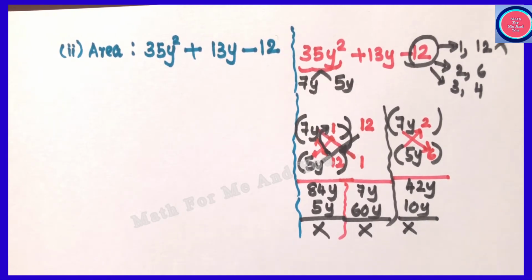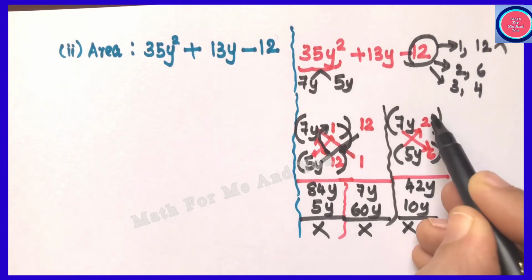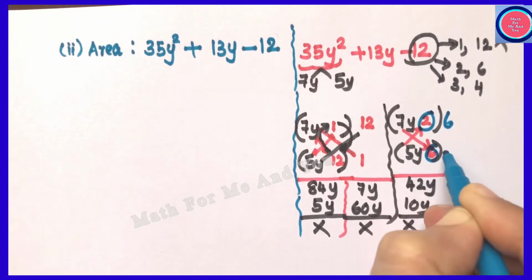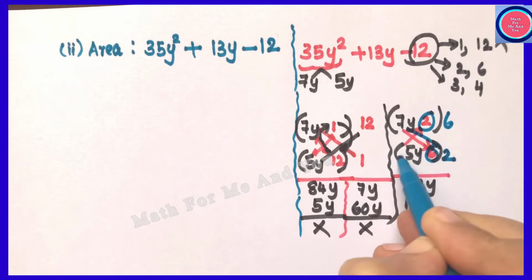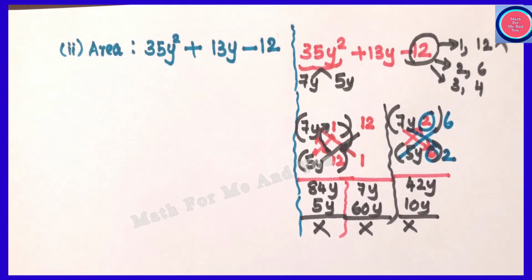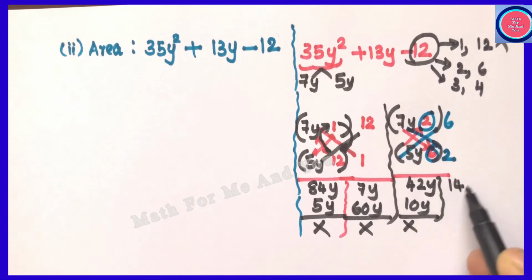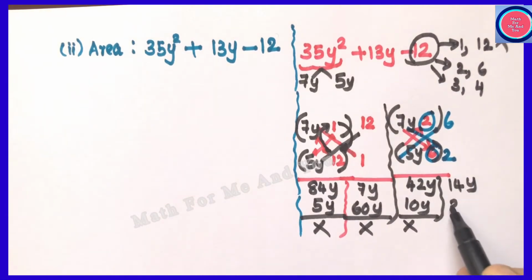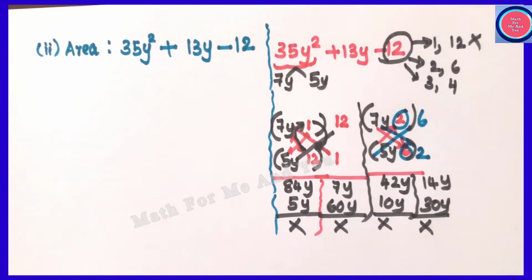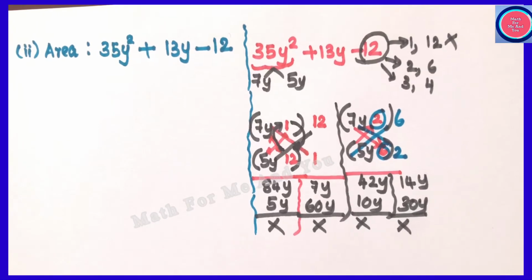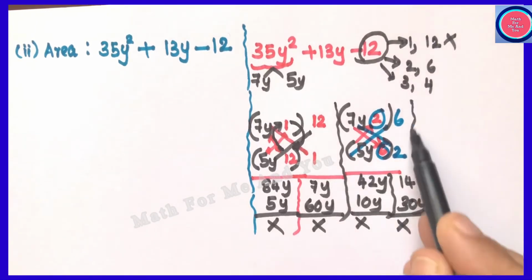No. Now change the places of 2 and 6. We write 6 and 2 and then cross multiply and check again. 7y times 2 is 14y. 5y times 6 is 30y. The sum is 44y and the difference is 16y. Now we could say 2 and 6 are not the correct pair because we are not getting the middle term 13y with these two numbers.